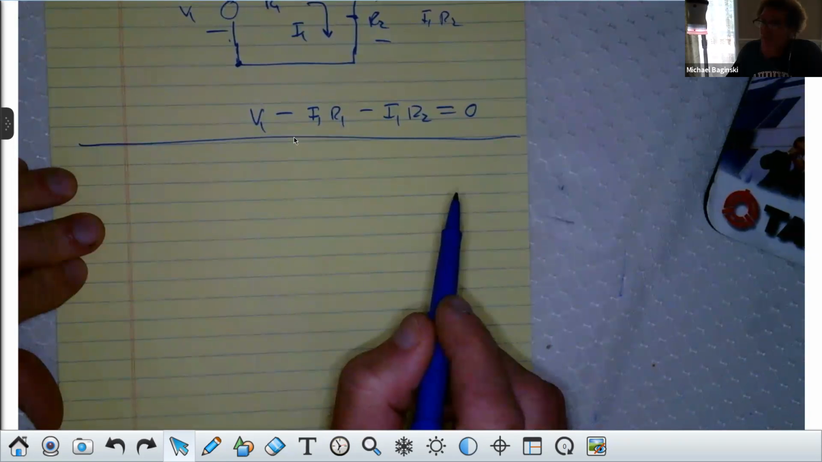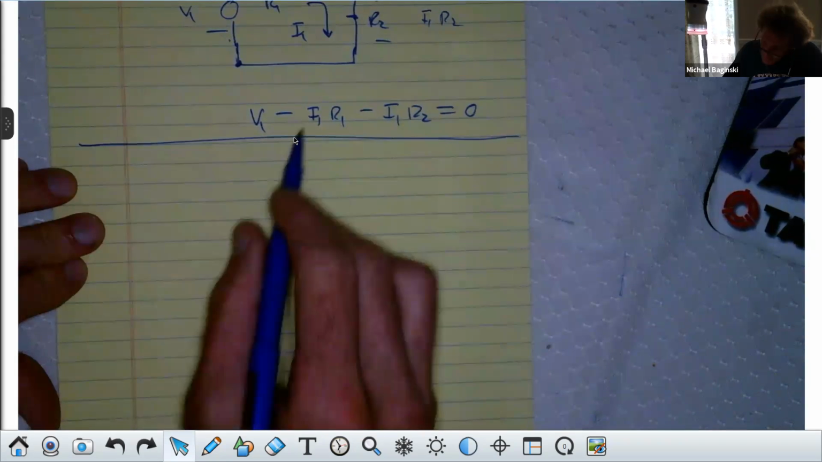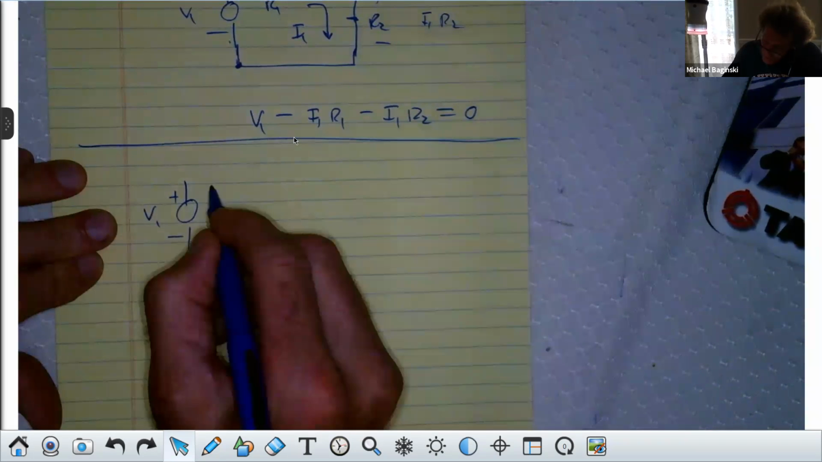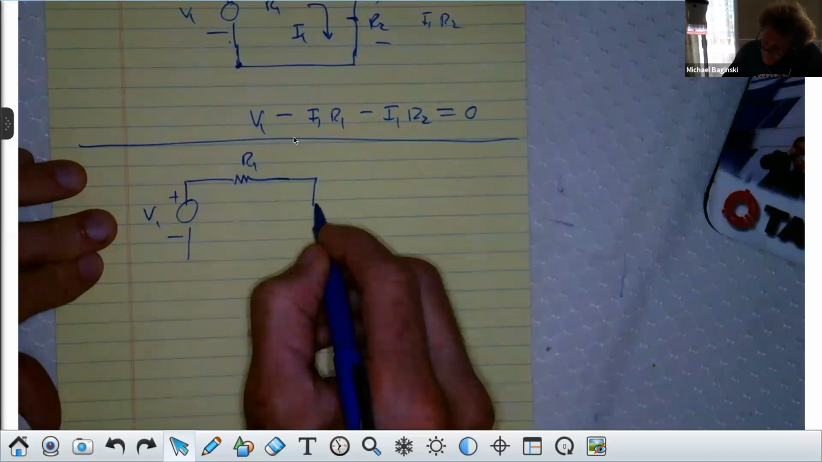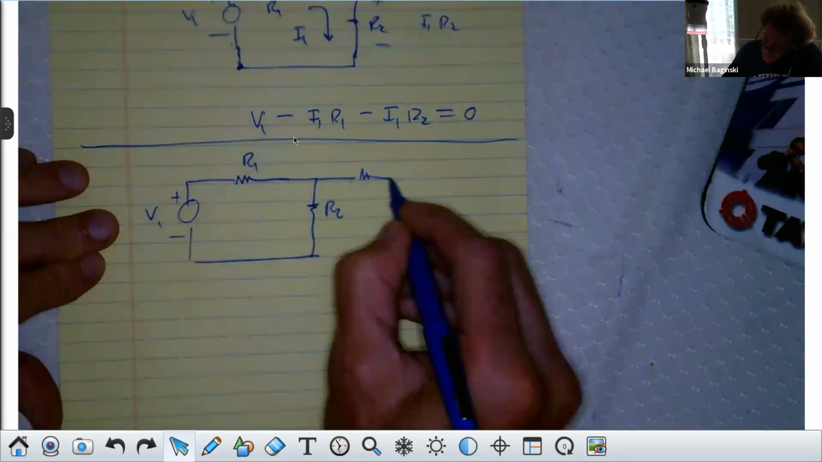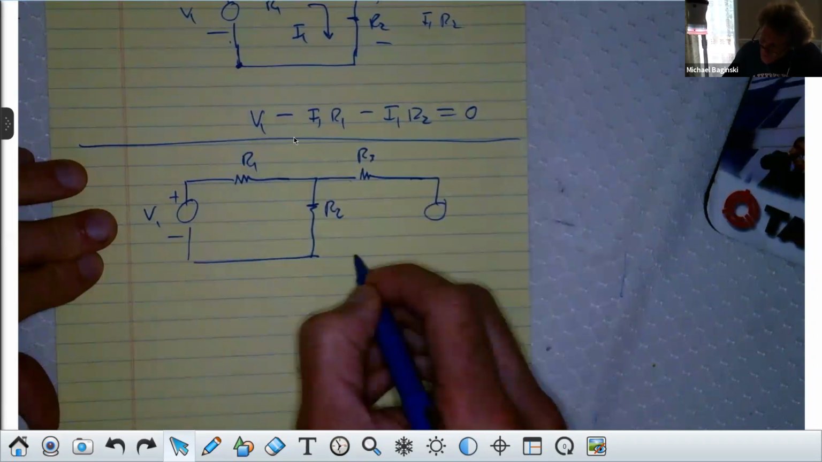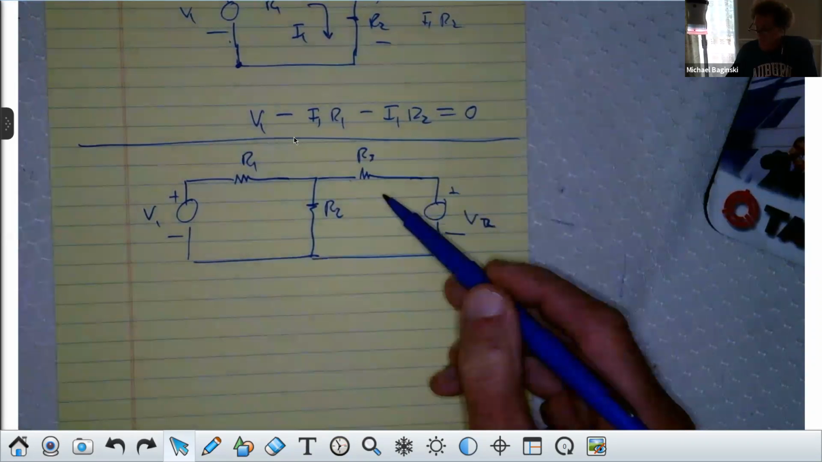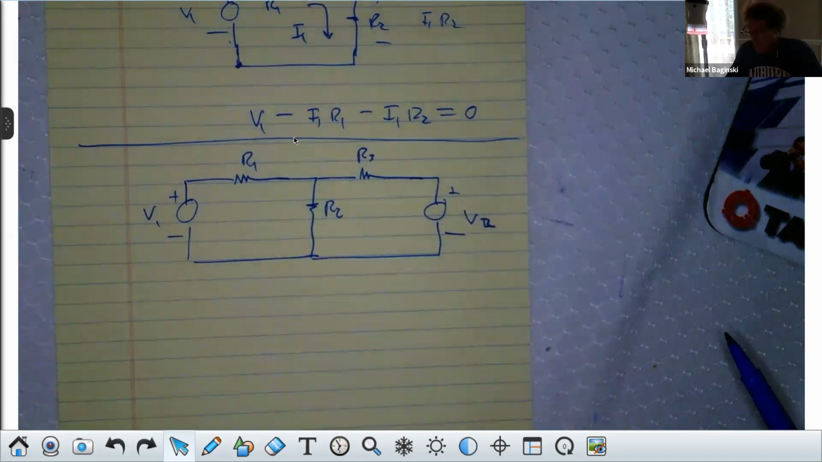Now, the next part. I'm going to add a bit of complexity. Please be very attentive here. I'm going to redraw that same circuit. I'm going to put R1 here. I'm going to put R2 here. I'm going to do something different. Then I'm going to put R3 here. And then I'm going to put another voltage here, plus minus V2. Y'all see what I've done? I've added this portion right here, correct? Yes.